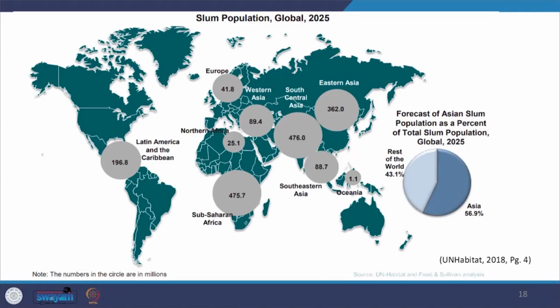adequate housing. The housing and slum challenge, therefore, remains a critical factor in persistence of poverty in the world, depriving millions of urban residents their right to an adequate standard of living and housing, excluding them from the benefits of sustainable urbanization. The map shows projected number of global slum population by 2025. The numbers in circles are in million. It is estimated that Asia will have more than 50% of total slum population by 2025.